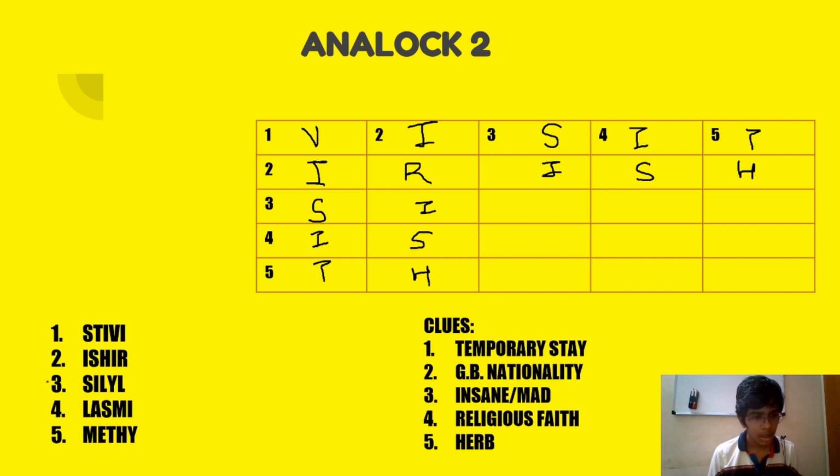Okay, so now SILLY, and it's insane. SI is already done, as you can see over here and over here. So what is left is LLY. Obviously, silly. Silly means insane or mad, and perfectly matches. Next is religious faith. ISL is done, and AM is left. Islam is a religious faith.